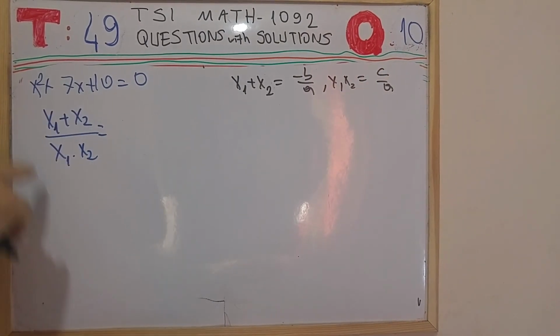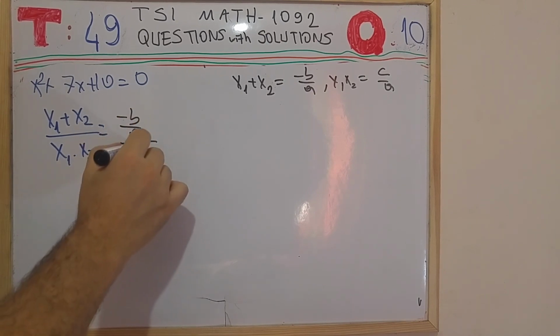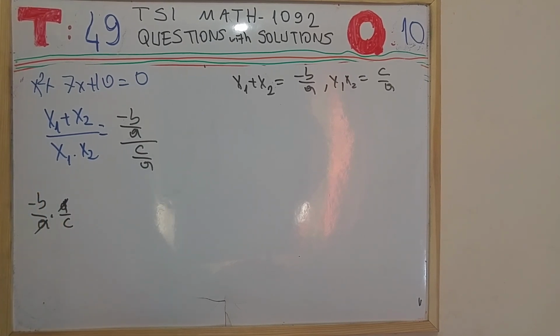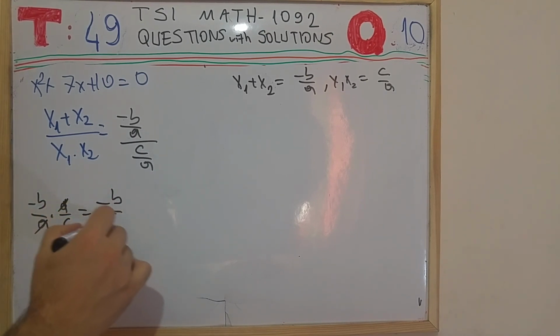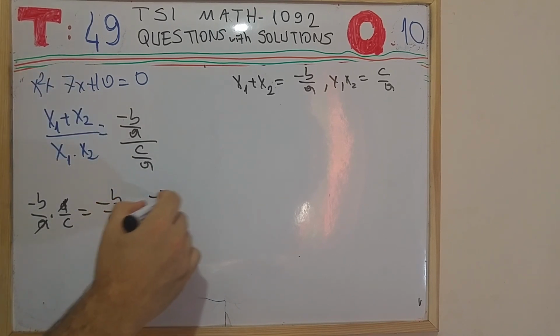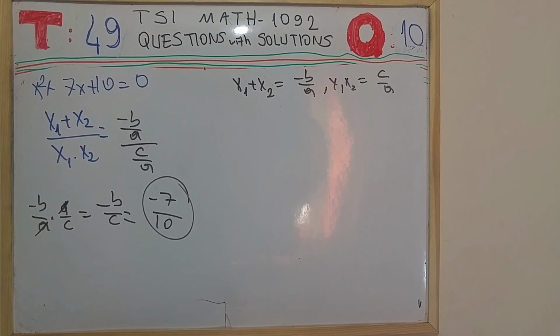What they are asking me is minus b over a over c over a, which is equal to minus b over a times a over c. I don't care what a is from now on, so what I have is minus b over c, which is equal to, b is equal to 7, so minus b is equal to minus 7, c is equal to 10, so the answer I'm looking for is minus 7 over 10.